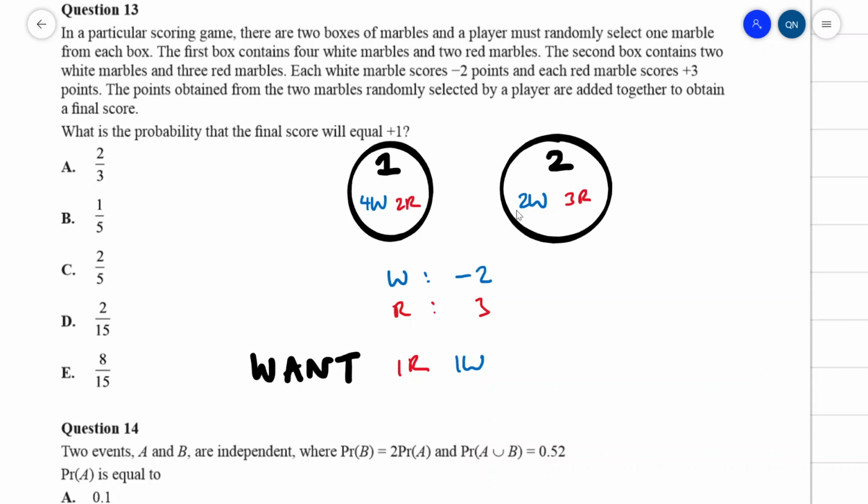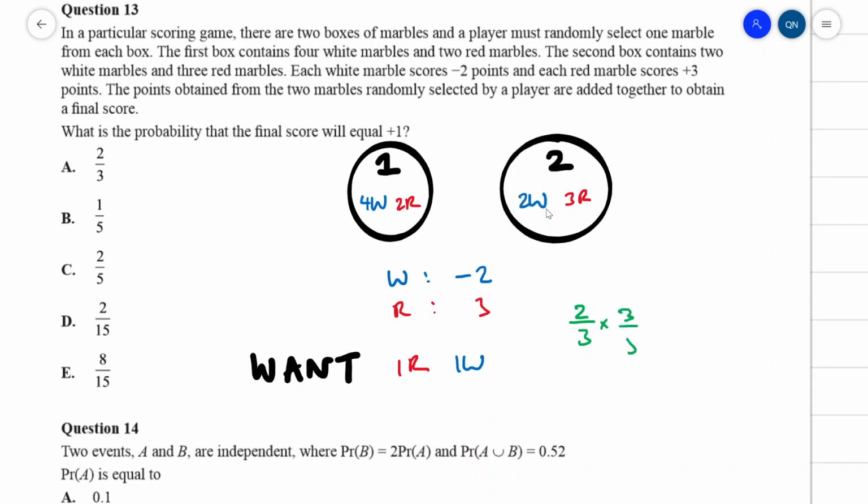So what's the probability of that happening? It's going to be something like, well, the probability of white marble in the first box is exactly 4 in 6, or 2/3. And then you multiply that with the probability of selecting a red in the second box. That's going to be 3 out of 5, I believe.